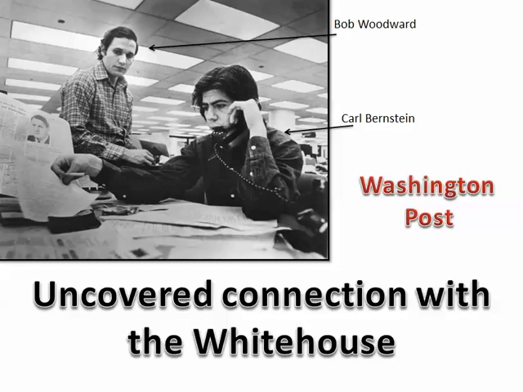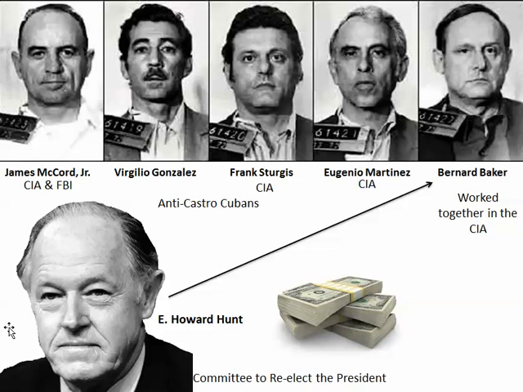But a little digging by journalists Bob Woodward and Carl Bernstein in the Washington Post uncovered a connection with the Nixon White House. And they found, after digging a little, that this guy here, E. Howard Hunt, was on the committee to re-elect the president. They later had the acronym CREEP, Committee to Re-elect the President. They wanted to re-elect President Nixon. They were a Republican organization. And E. Howard Hunt paid money to all these 5 men to break into the Democratic National Committee office.